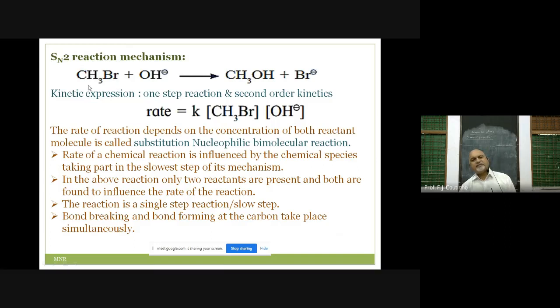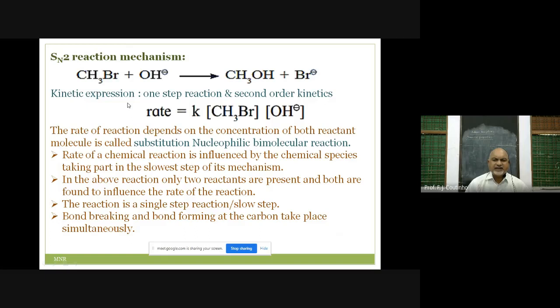Very important is methyl bromide. What is the structure? C, and there are 3 hydrogens, and there is a bond between carbon and bromine. This is the bond between carbon and bromine which has to be broken, partially formed, and a new bond is formed between carbon and hydroxyl. So I take this methyl bromide and I take a nucleophile, OH minus. This OH minus comes from either sodium hydroxide or potassium hydroxide, aqueous definitely, and you get Br minus.